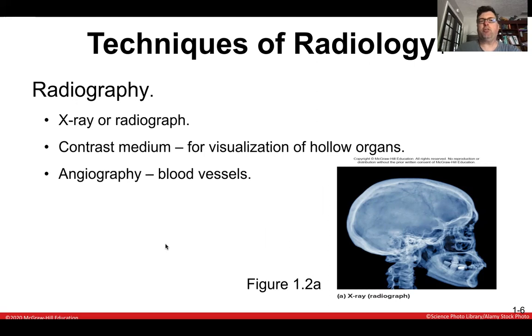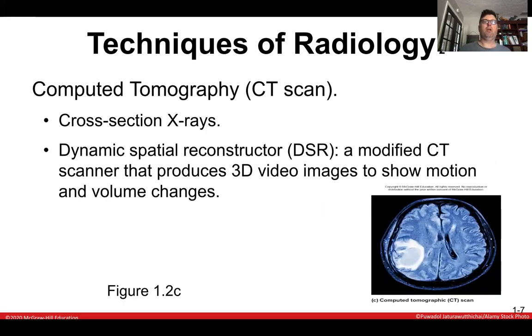Radiography is an X-ray or a radiograph. It may use a contrast medium for the visualization of hollow organs, and it may focus on tracers in the blood system if you're doing an angiography for looking at blood vessels. Computed tomography scan or CT scan uses cross-sectional X-rays. The dynamic spatial reconstructor is a modified CT scanner that produces 3D videos to show motion and volume changes.